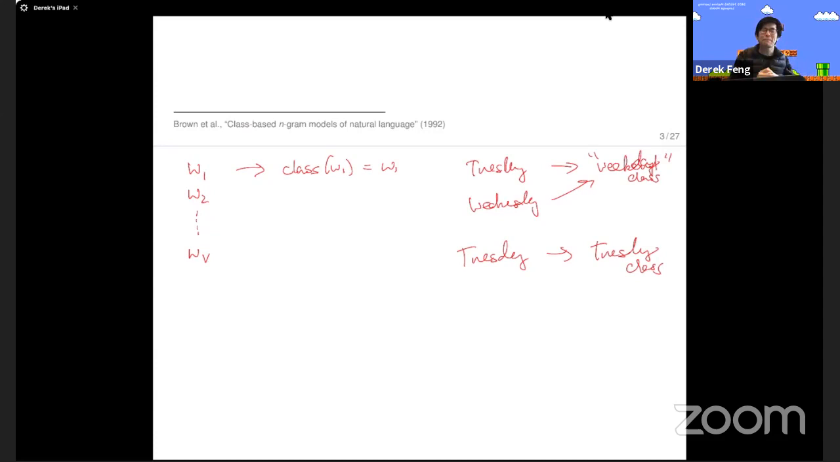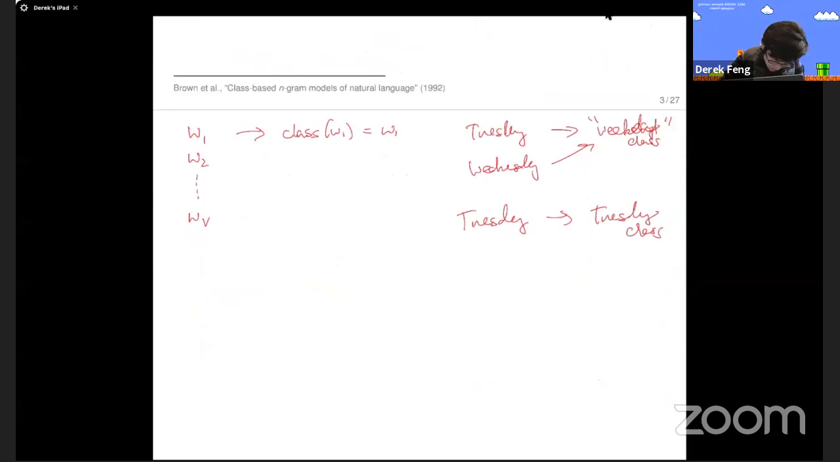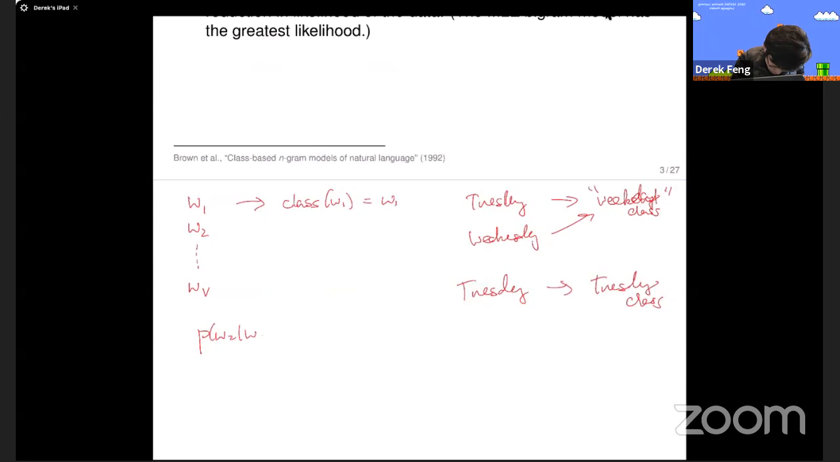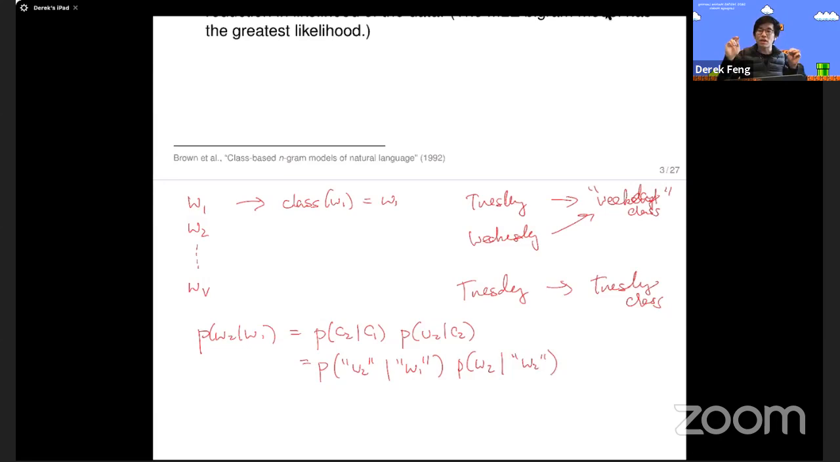So then what's going to happen is, if you think about this, P of W2 given W1 equals P of C2 given C1 times P of W2 given C2. Well, that's really just P of W2 given W1 times P of W2 given "W2", and here I put quotation marks as in the class of W2, right?